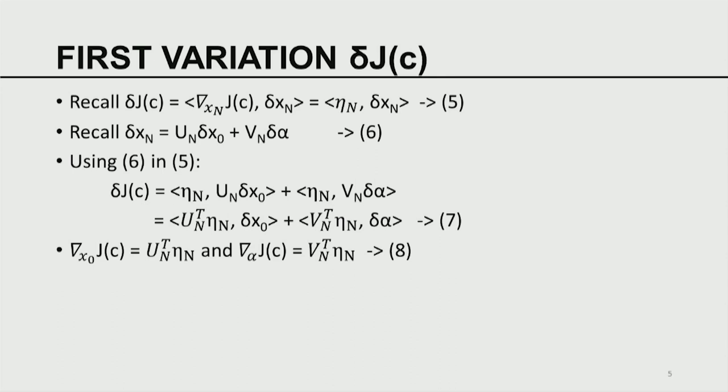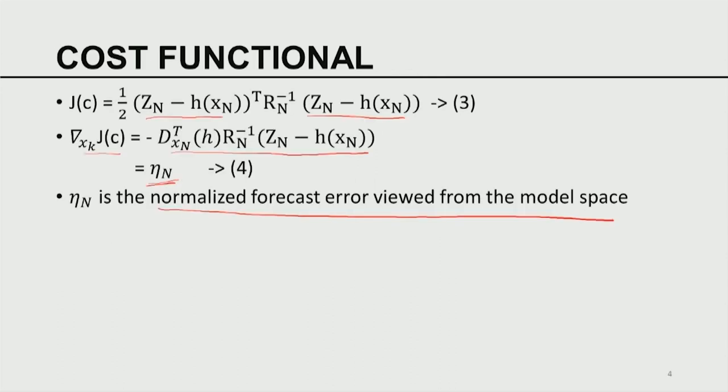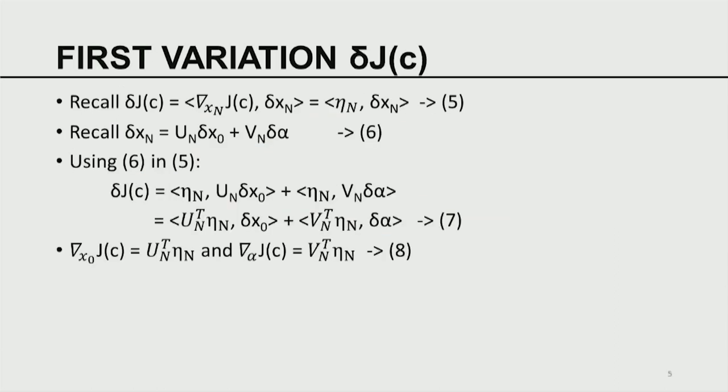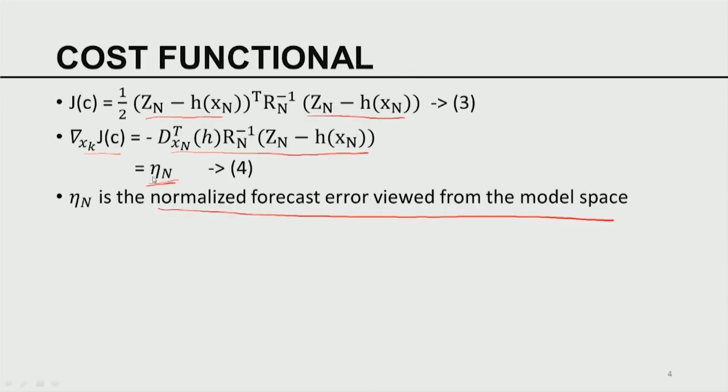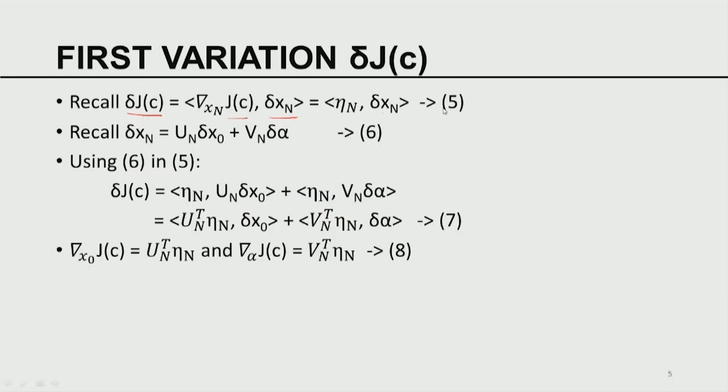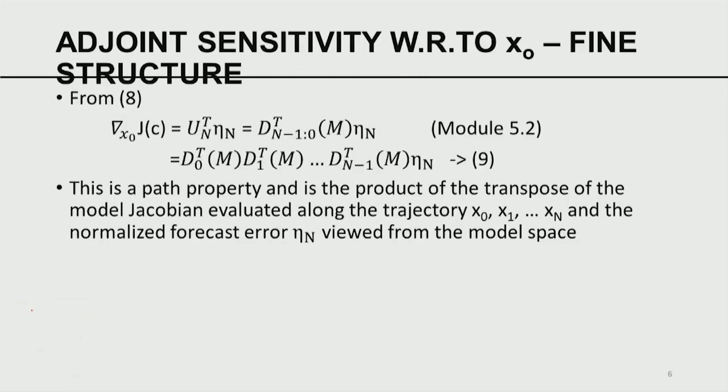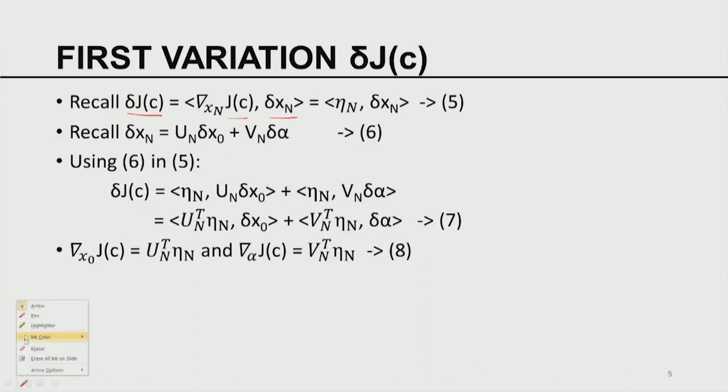I have now computed the derivative of J with respect to XK. Now I am going to consider the first variation. So recall the first variation delta J is given by the gradient times delta X of n, and the gradient with respect to X of n is eta n. That is what we have seen from the previous slide, equation 4. So the first variation is essentially the inner product of eta n with delta X n.